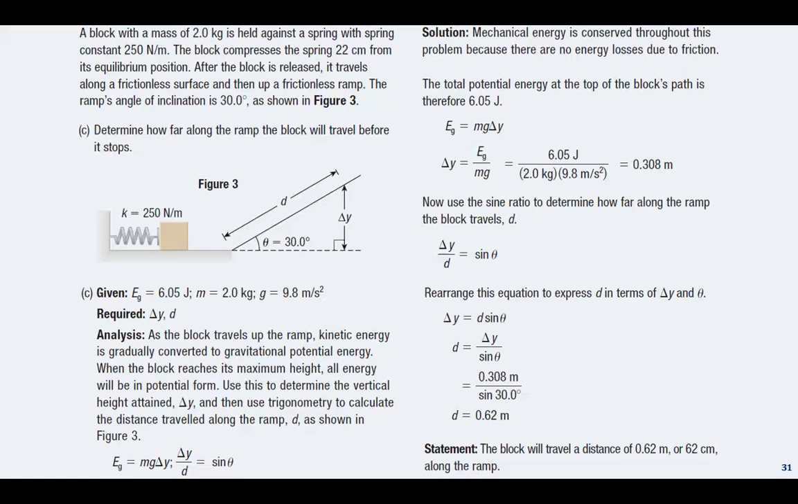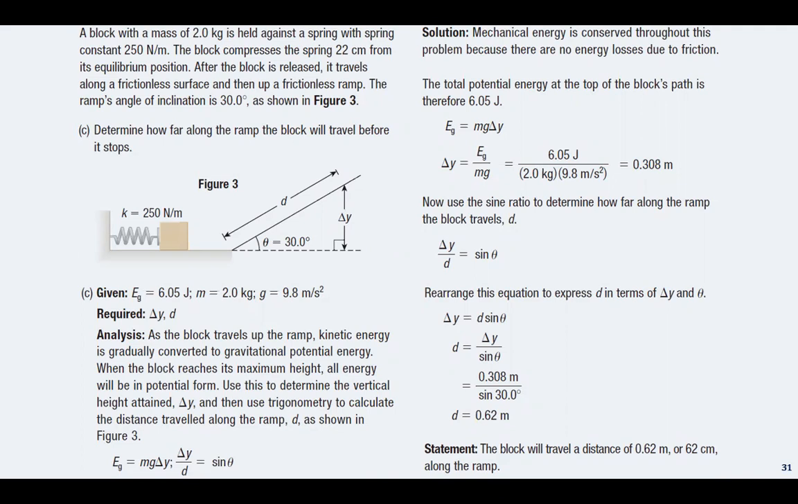So mechanical energy is conserved throughout this problem because there are no energy losses due to friction. The total potential energy at the top of the block's path is therefore 6.05 joules. Then we have delta y is Eg, the gravitational potential energy, over mg, which is given by 0.308 meters. So now we can use the sine ratio to determine how far along the ramp the block travels.